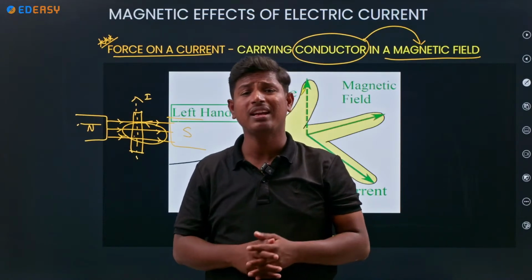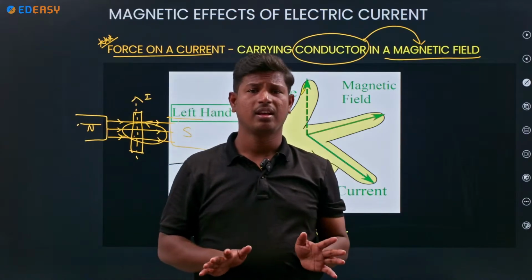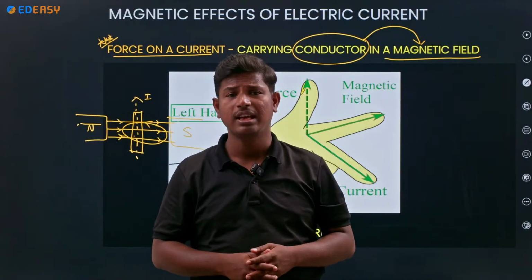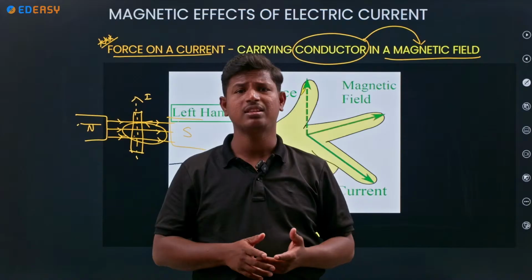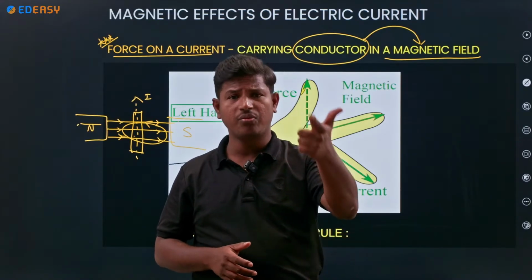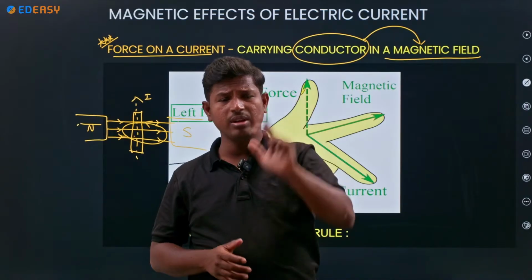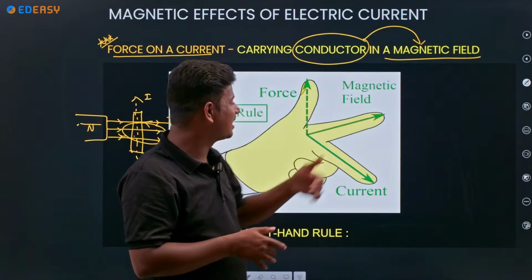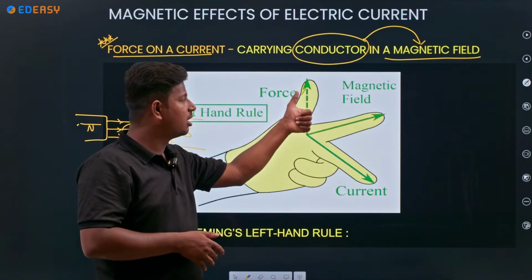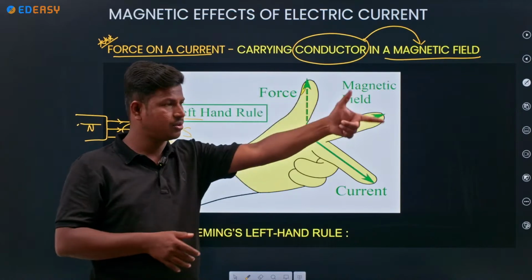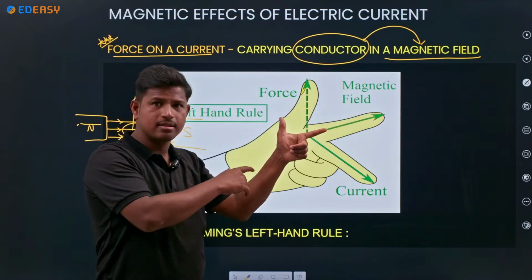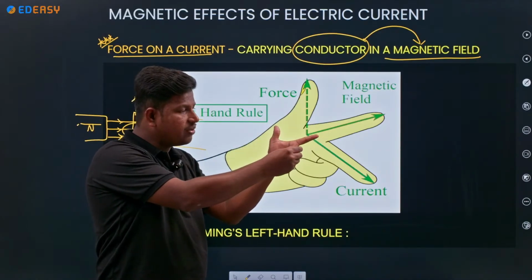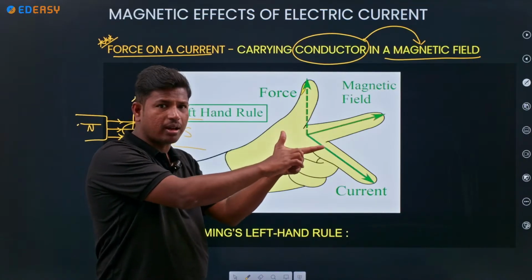It's very complicated to find out without any rule, so here we follow the left hand rule. In the left hand, take three fingers: thumb, forefinger and middle finger. Place them in the directions as per the diagram. The thumb is upward, the forefinger is like this, and the middle finger is exactly perpendicular to the forefinger.